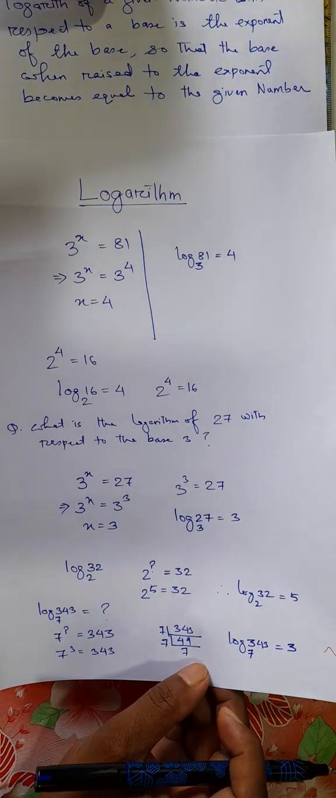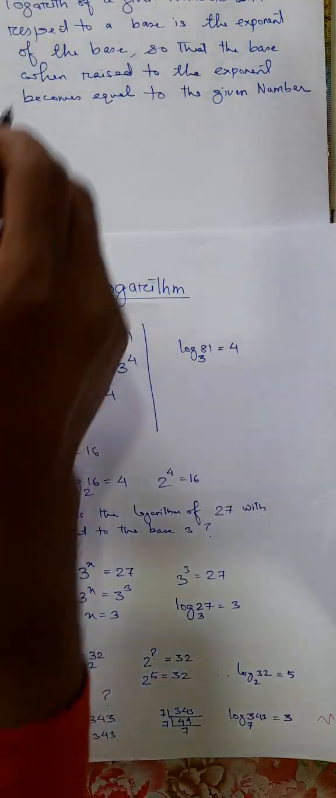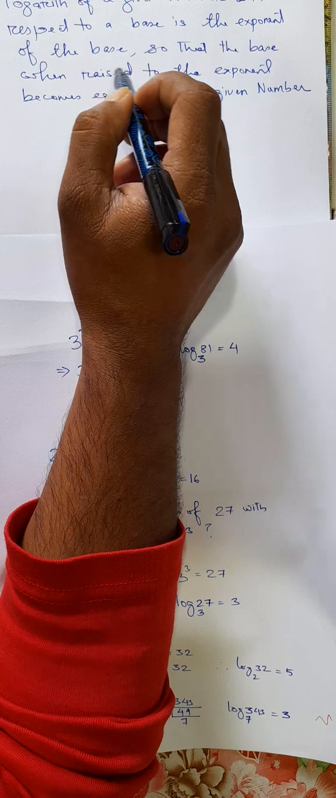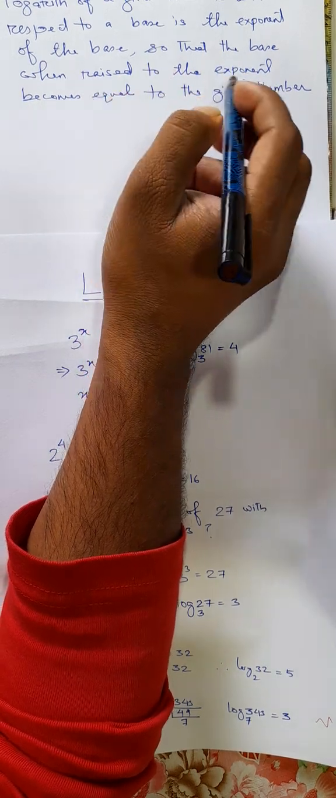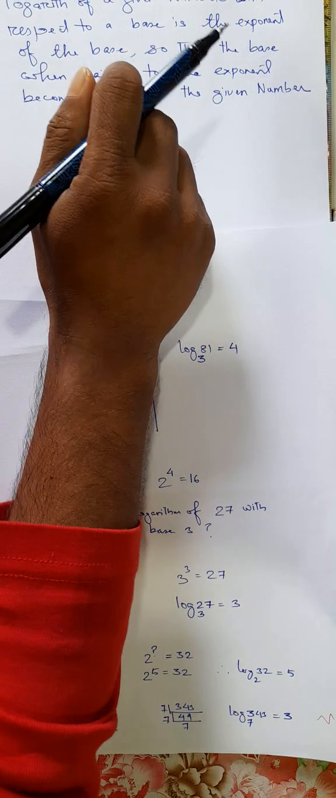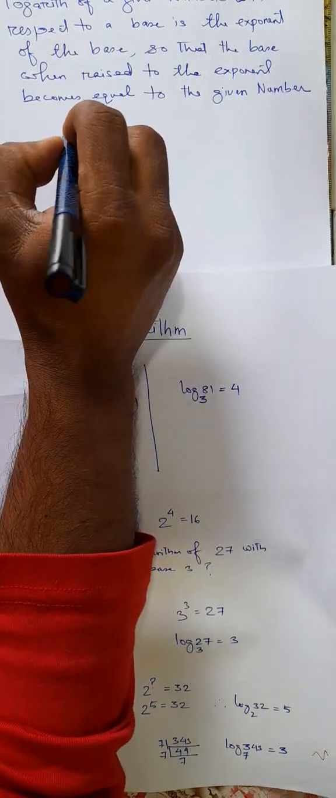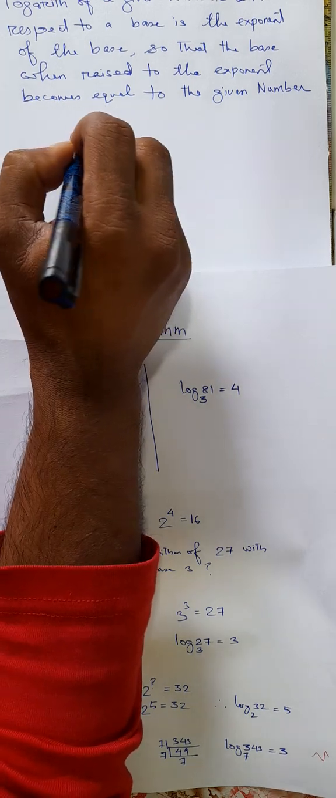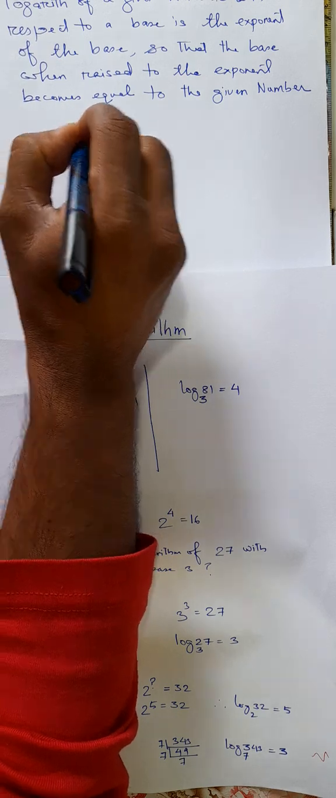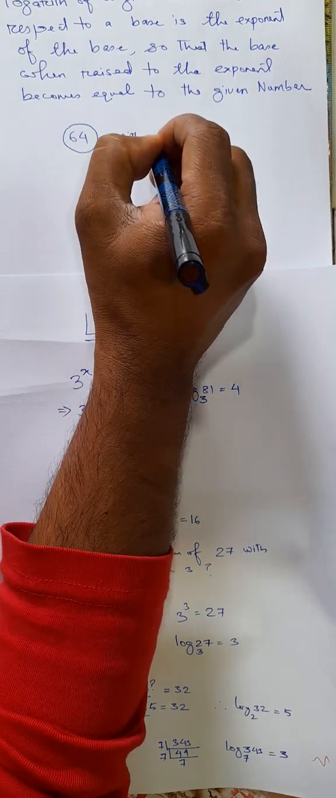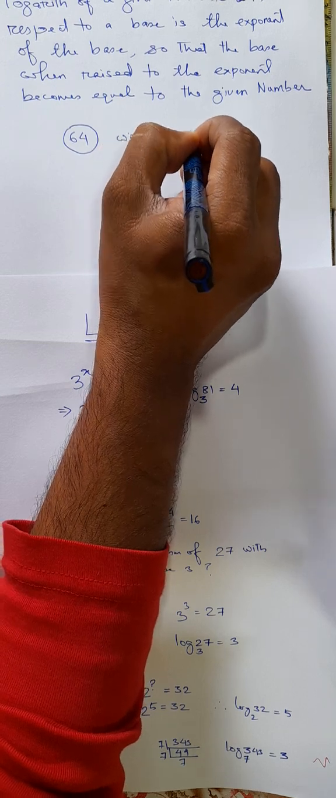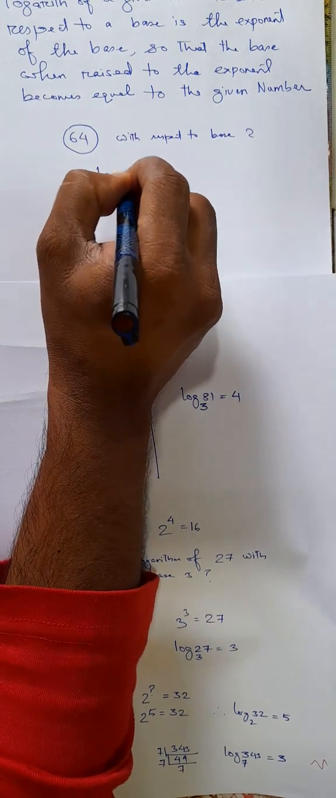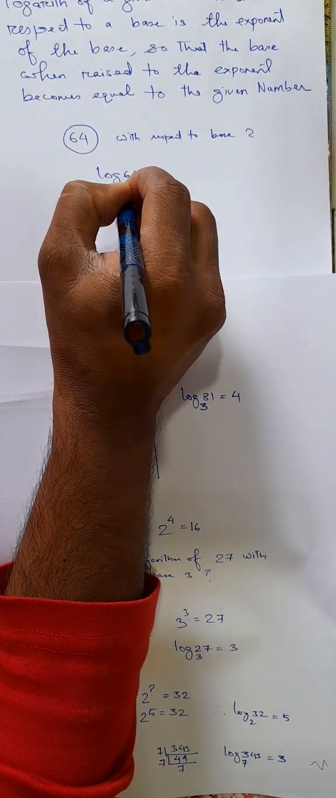So what do we understand about logarithm of a given number? Logarithm of a given number with respect to a base is the exponent of the base, so that the base when raised to the exponent becomes equal to the given number. Say the given number is 64. So logarithm of this given number 64 with respect to the base 2.